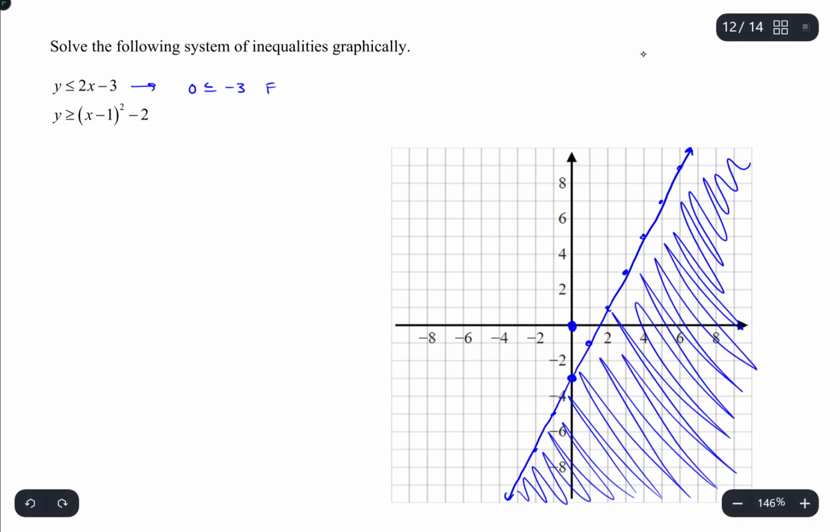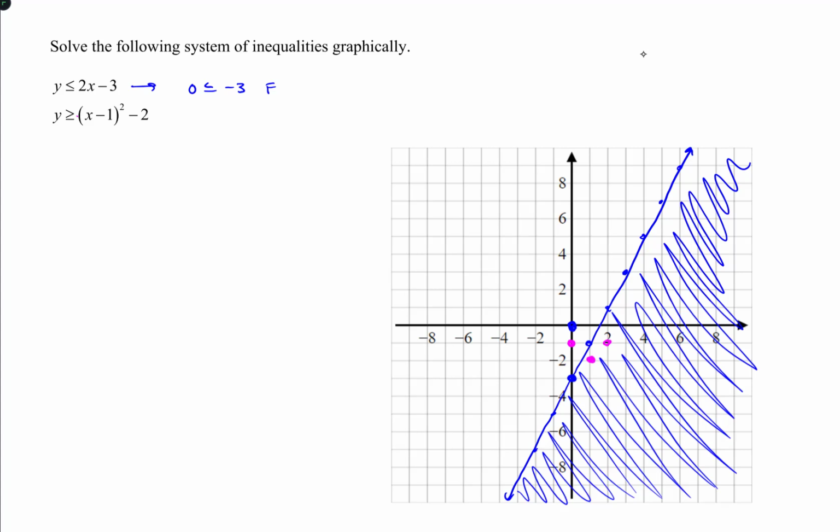Okay, now going on to the next inequality. Looks like I have a parabola. The vertex of this parabola is shifted over to the right by 1 unit and down 2 units. So right and down. And the leading term coefficient here is +1, which means I can go to the right one and up one, to the left one and up one, and get 2 additional points on this parabola.